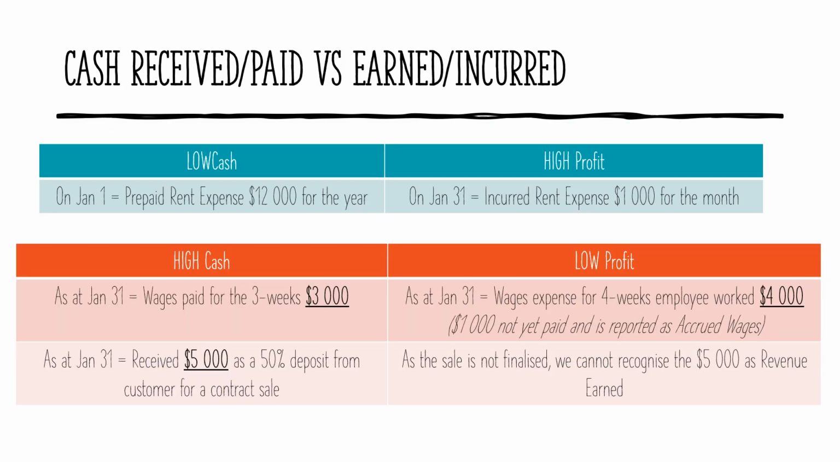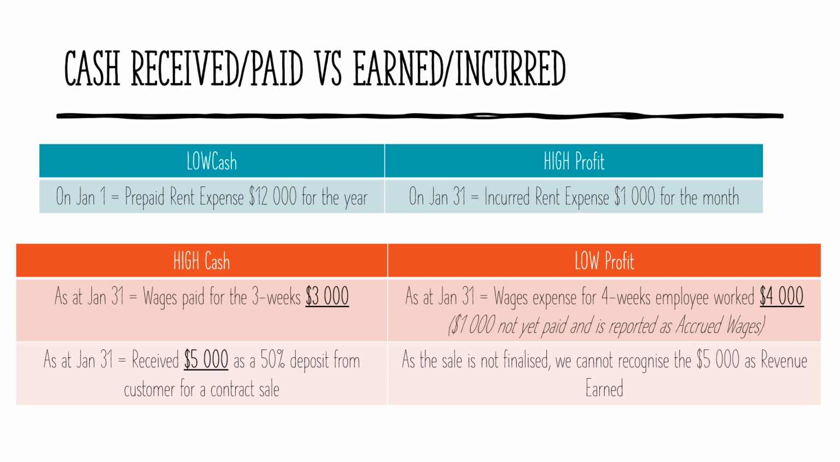Sometimes the timing of when cash is received or paid may be different to when the business recognizes revenues earned or expenses incurred. In the first example, on the 1st of January, the business made a prepayment of rent totaling to $12,000 for the year. However, on the 31st of January, the business has recognized rent expense that has been incurred of $1,000 for the month. So for January, the business is going to be reporting low cash but high profits.